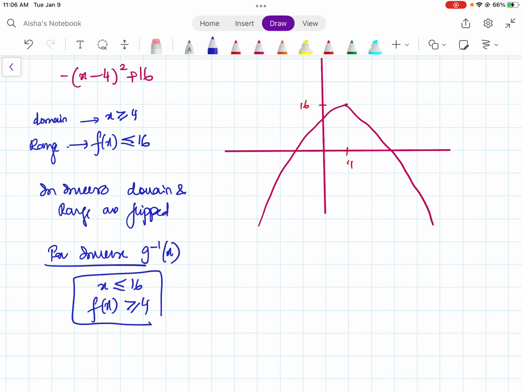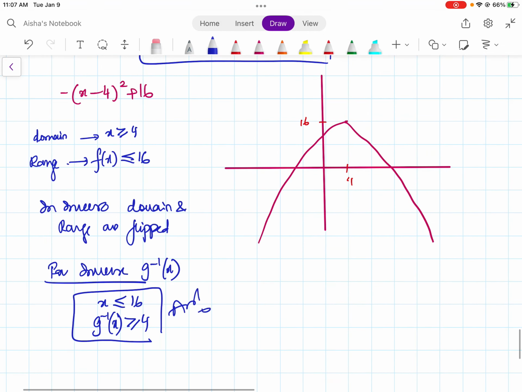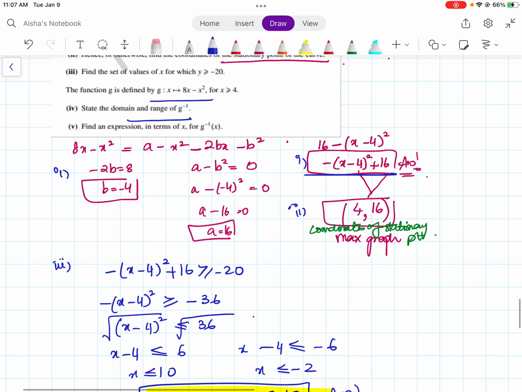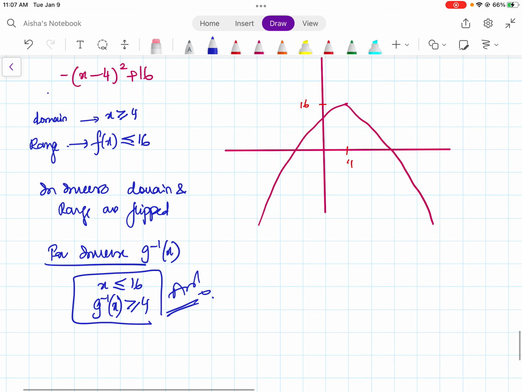Okay, this is G inverse, so I will write a G inverse here. This is my answer for range and domain of G inverse. See, they wrote this as a G. Find an expression in terms of x for G inverse. Now you have to find an expression which I told you is only possible through completing square form.